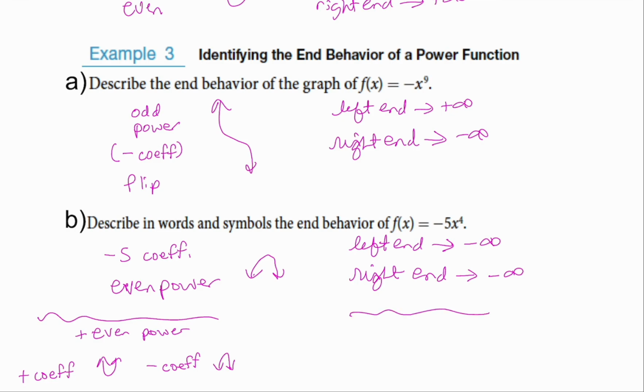And then if you have a positive odd power with a positive coefficient, just think it looks like a cubic. With a negative coefficient, it looks like a flipped upside down cubic. Okay, so we should know those things, and it's really important that we know that.